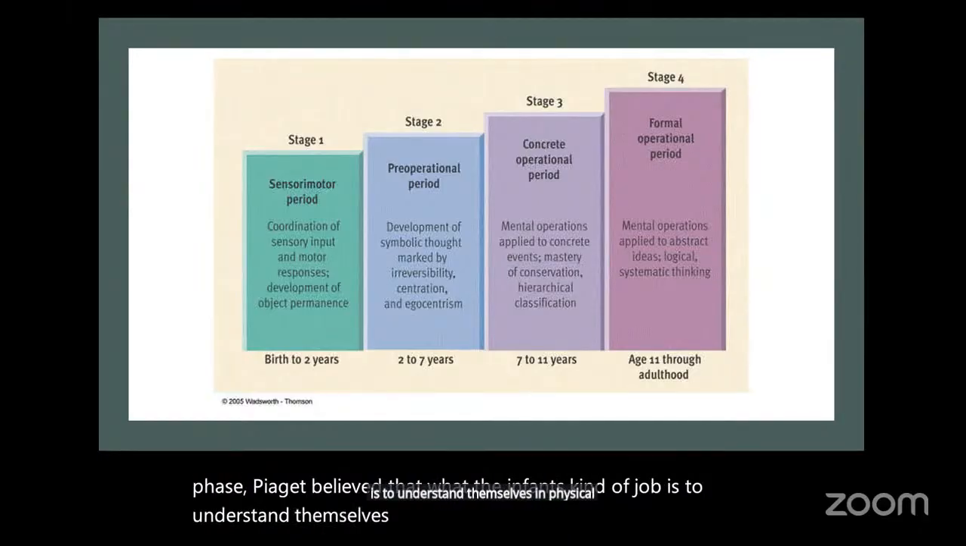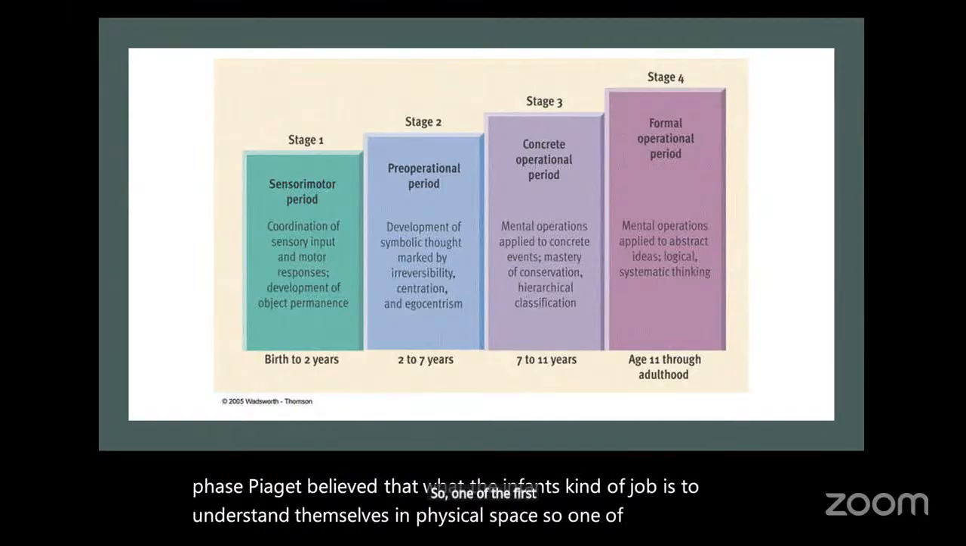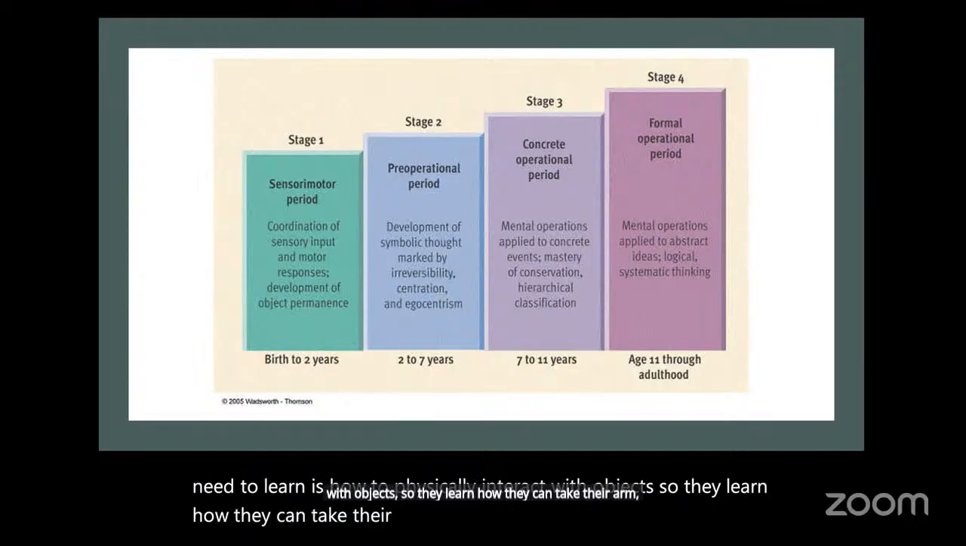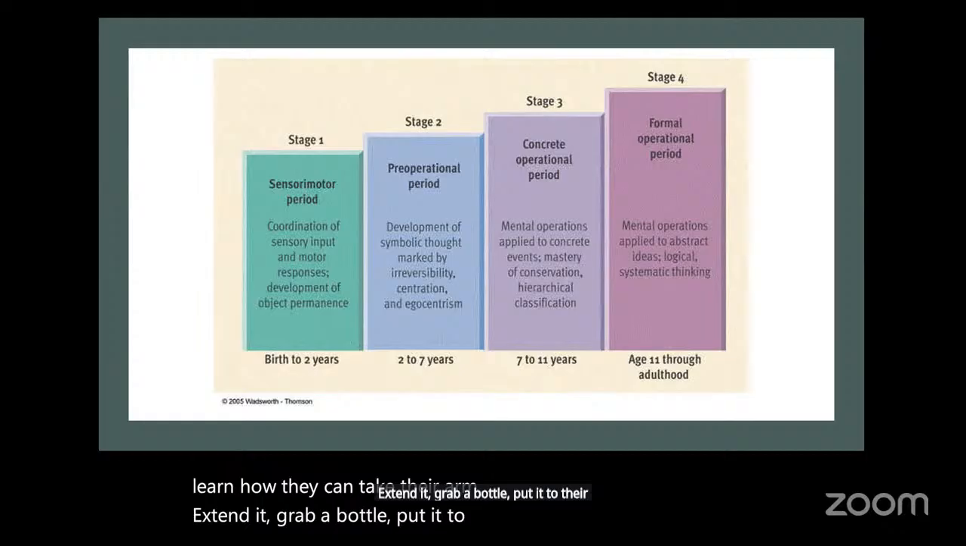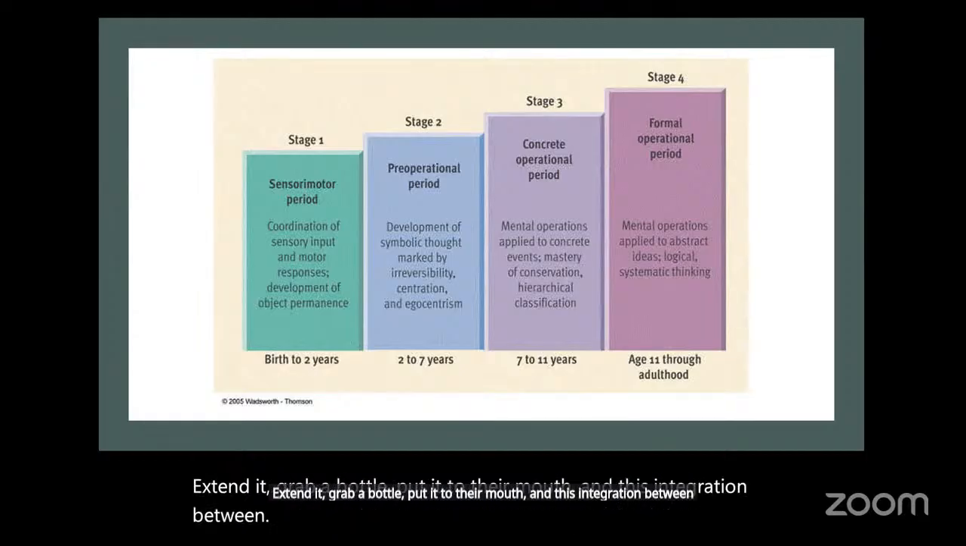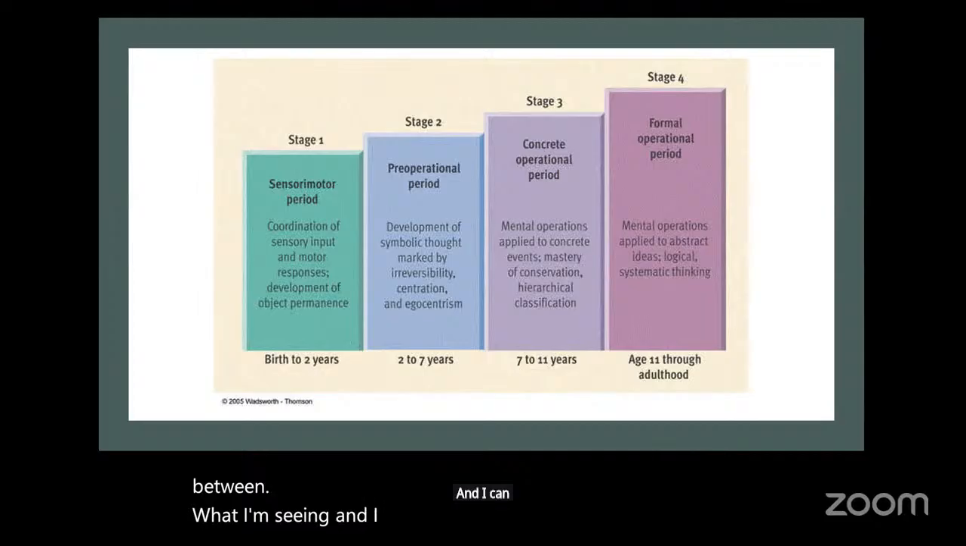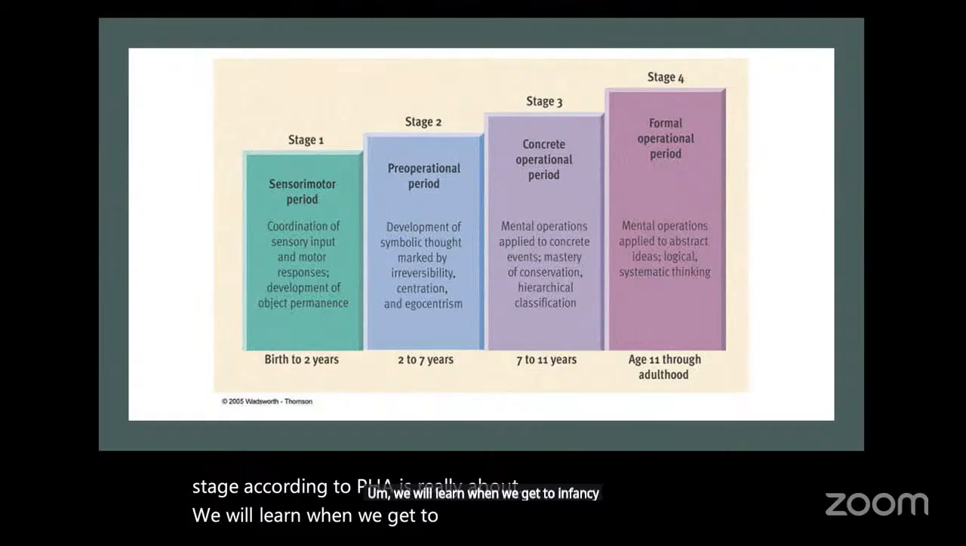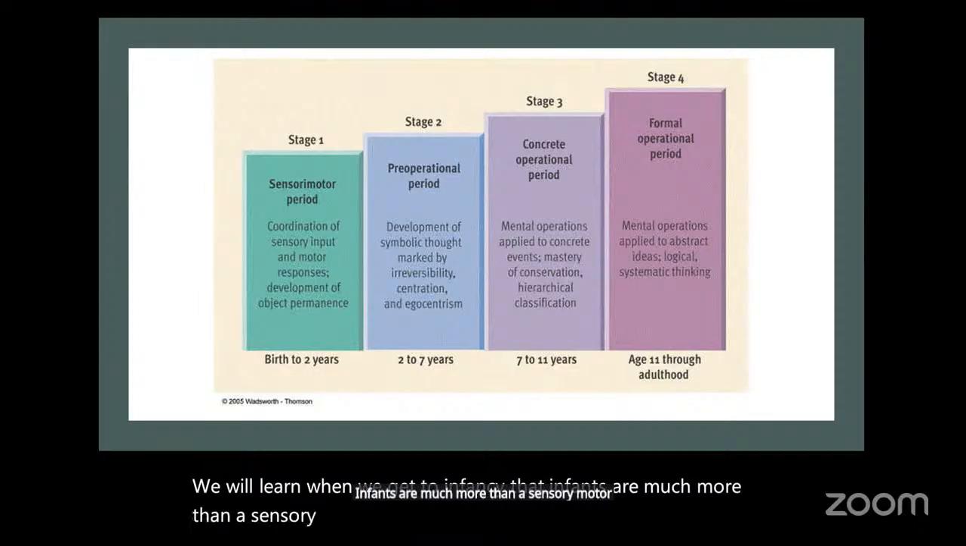In this sensory motor phase, Piaget believed that the infant's job is to understand themselves in physical space. So one of the first things they need to learn is how to physically interact with objects. So they learn how they can take their arm, extend it, grab a bottle, put it to their mouth, and this integration between what I'm seeing and what I can interact with is really what this first stage, according to Piaget, is about.